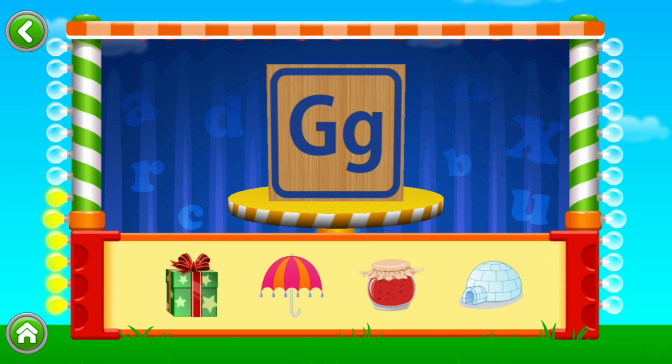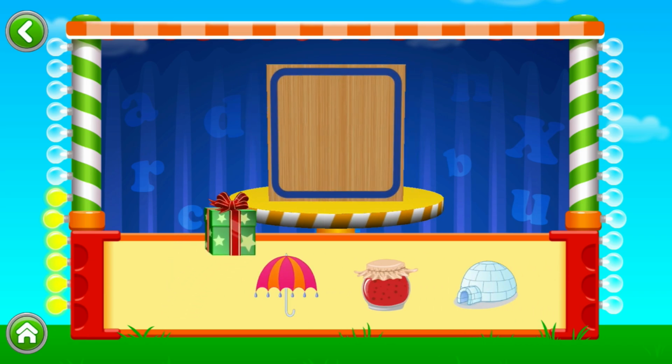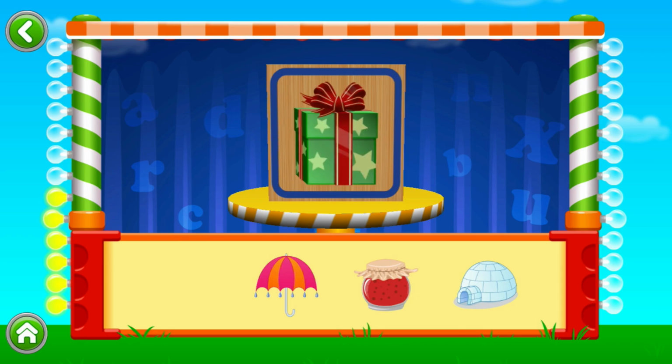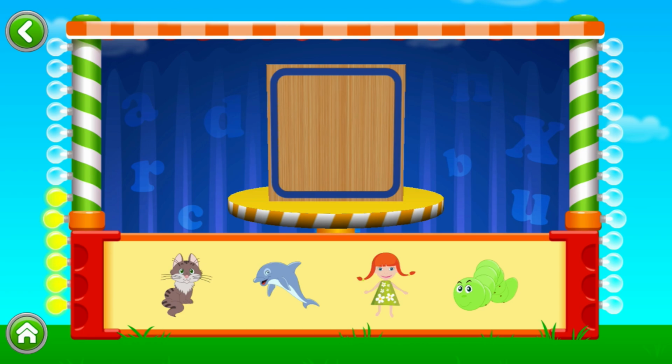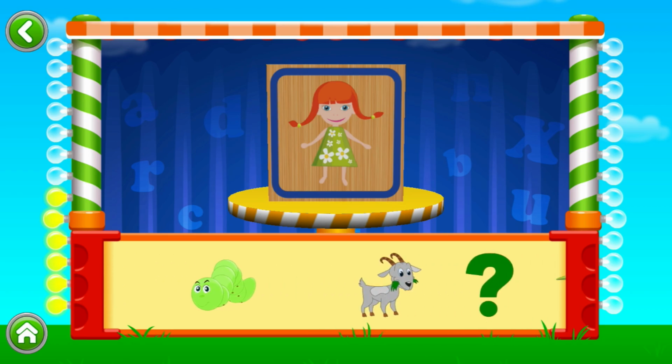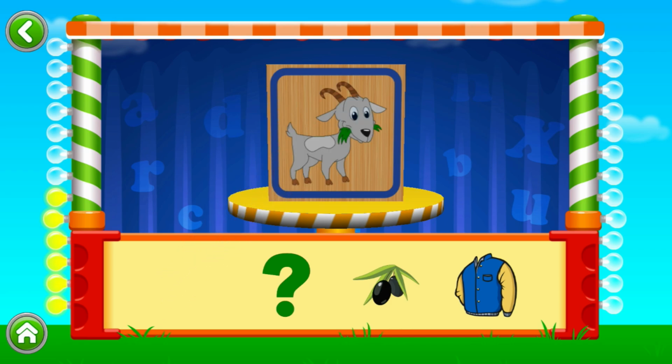G. Gift. Go ahead and turn the letter cube. Girl. Now, let's do the next side. Goat.